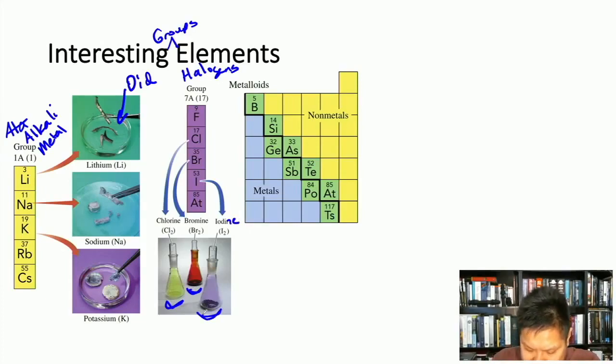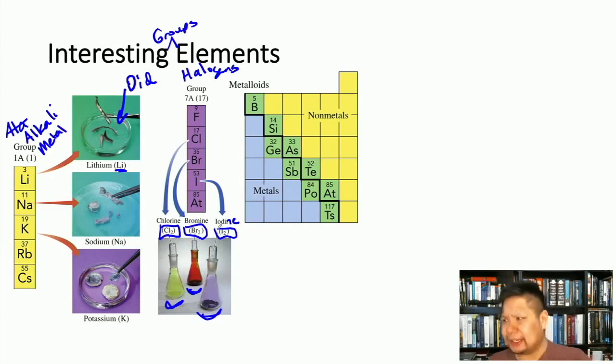Notice too, and we'll talk about this later, that solid lithium is just Li, but chlorine gas, bromine gas, and iodine gas all have a 2 after their symbols. There's a specific reason for that, and we'll talk about that later.